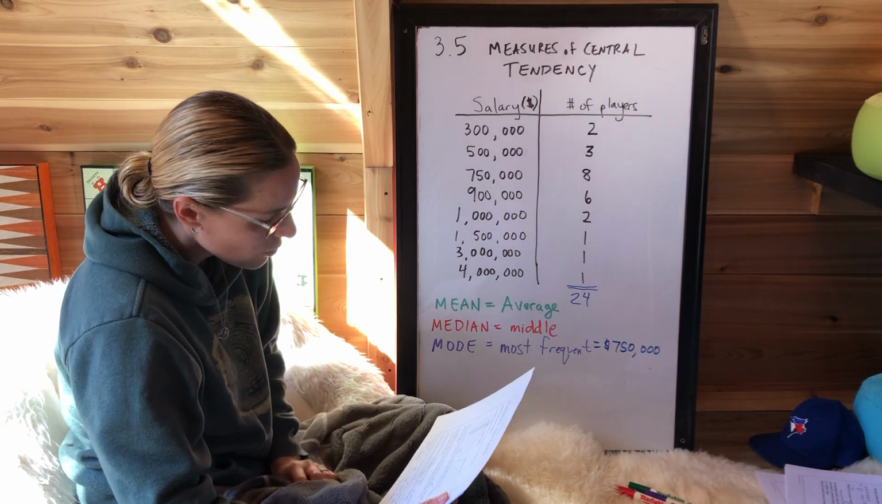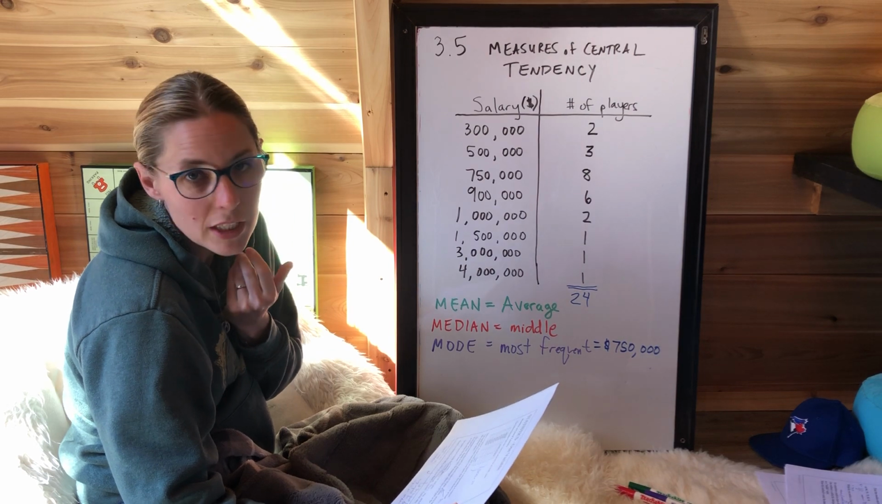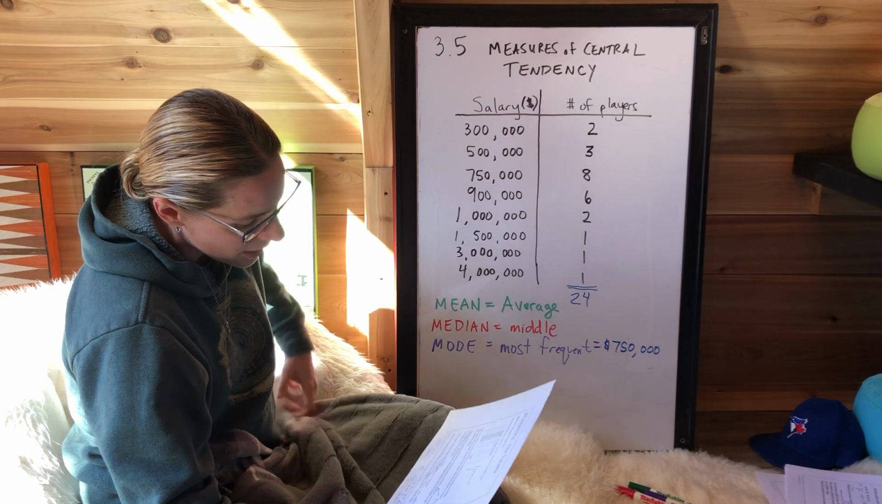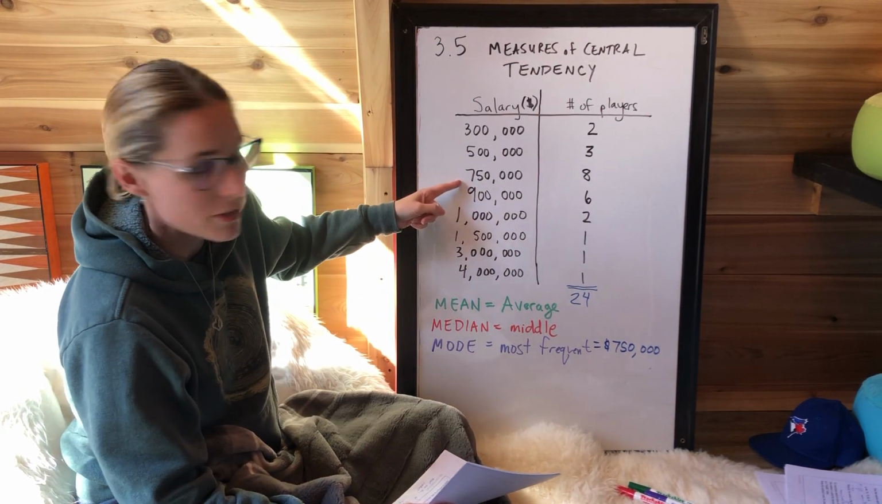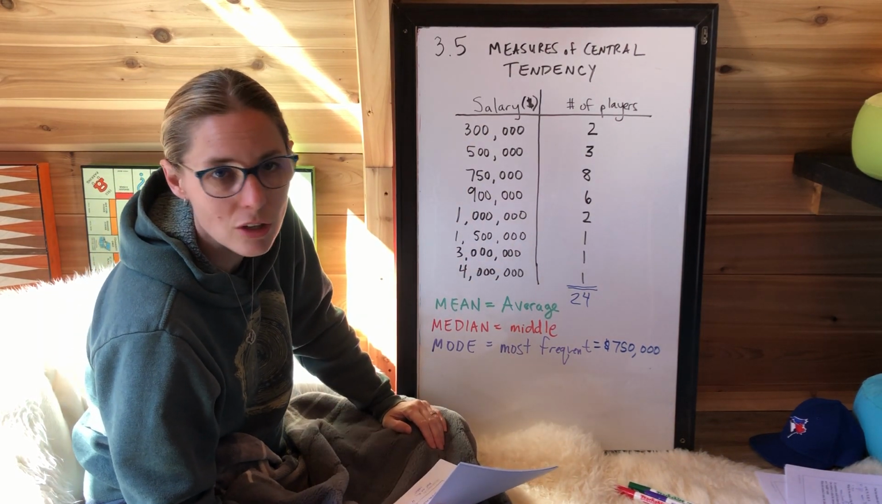Okay, so in this situation it says Steve is a player on the team. His agent is renegotiating his contract. So they have all this information in front of them. And the manager of the team says, well, I want to pay Steve $750,000. He's like, most of the players make $750,000.